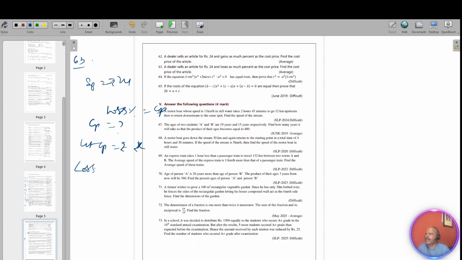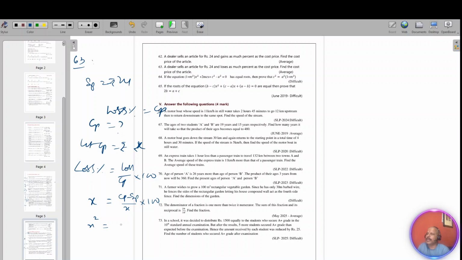So loss percent equals loss by CP into 100. Loss percent is the same as CP, so we write X. Loss is how much? It is CP minus SP. When we incur a loss, the cost price is more. That's why we incur loss. So CP minus SP by X into 100.